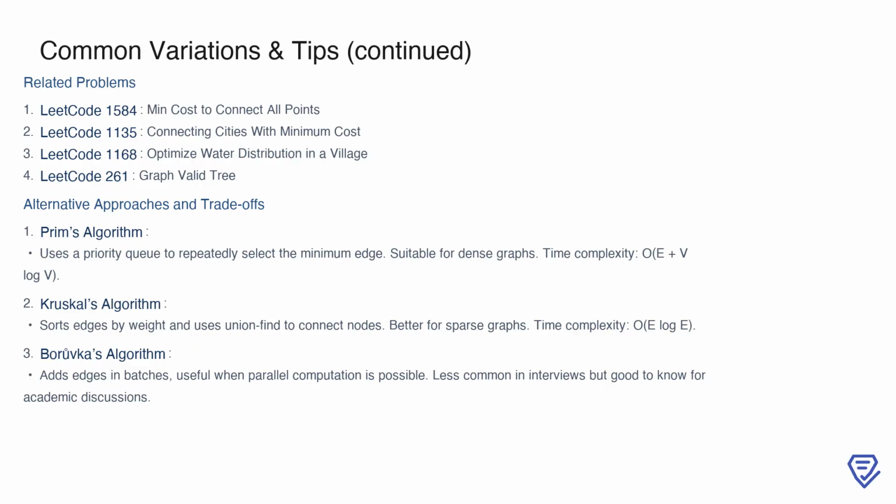When considering alternative approaches, Prim's algorithm is worth mentioning for its use of a priority queue to repeatedly select the minimum edge, making it highly suitable for dense graphs. Its time complexity is O(E + V log V). On the other hand, Kruskal's algorithm sorts edges by weight and uses union-find for connectivity, making it better suited for sparse graphs with a time complexity of O(E log E).